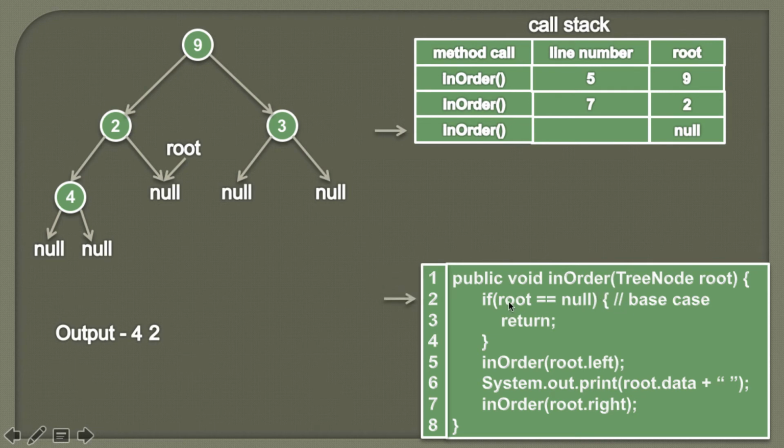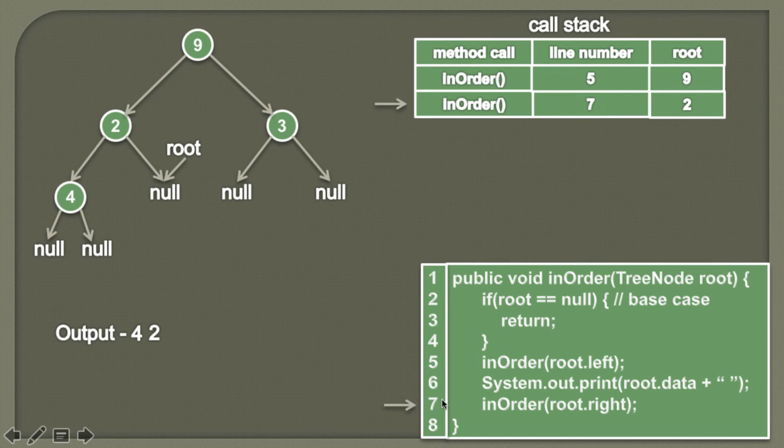So in the first step, we check whether root is equal to null. Here you can see root is equal to null. Therefore we'll simply return from this method, because we have already processed its right subtree. Once we return from this method, this in-order method will be removed from the call stack completely. And now the execution point will reach this in-order method, and we'll start executing it from line number 7.